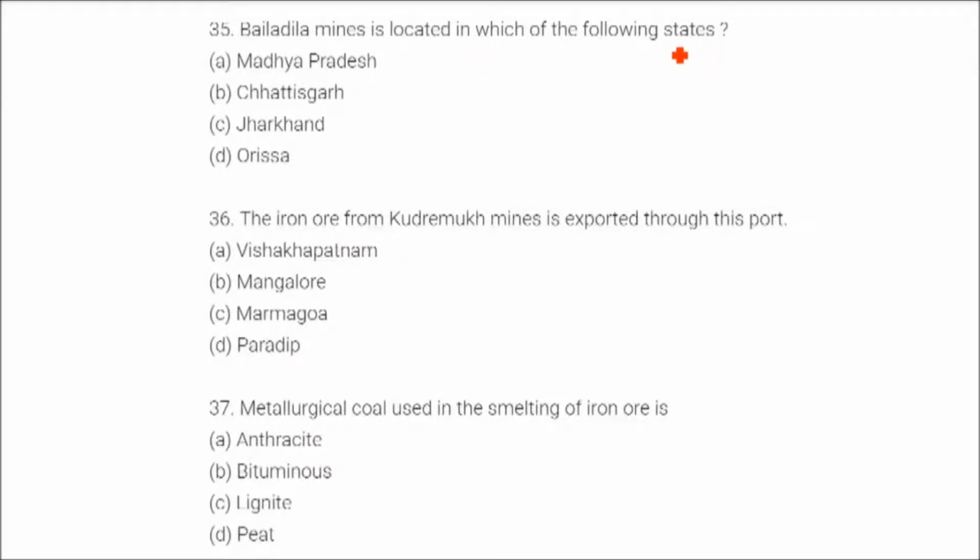Balladila mines is located in which of the following states? It is Chhattisgarh. The iron ore from Kudremukh mines is exported through which port? It's Mangalore. Mangalore port is also in Karnataka. Kudremukh is also in Karnataka. Metallurgical coal used in the smelting of iron ore is bituminous.